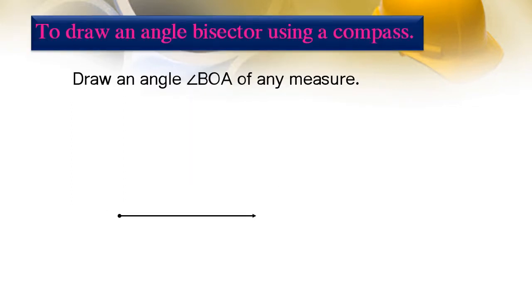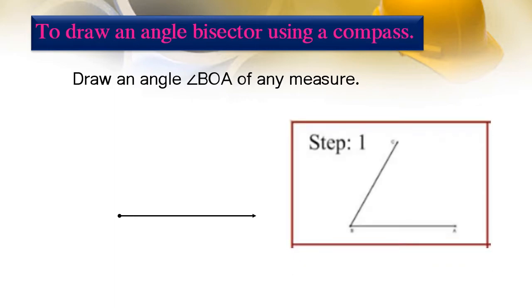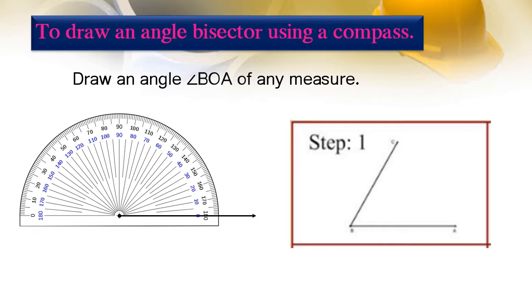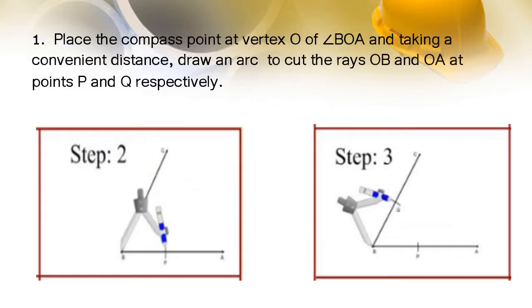Now draw an angle bisector using a compass. आता कंपासच्या सहाय्याने आपण कोन दुभाजक काढणार आहोत. Draw an angle BOA of any measure. कोन BOA हा एक आपण कोणत्याही मापाचा कोन काढणार आहोत. Okay, we drew an angle. Step 1, we have to draw an angle. Now step 2, place the compass point at vertex O. O is the vertex of angle BOA.